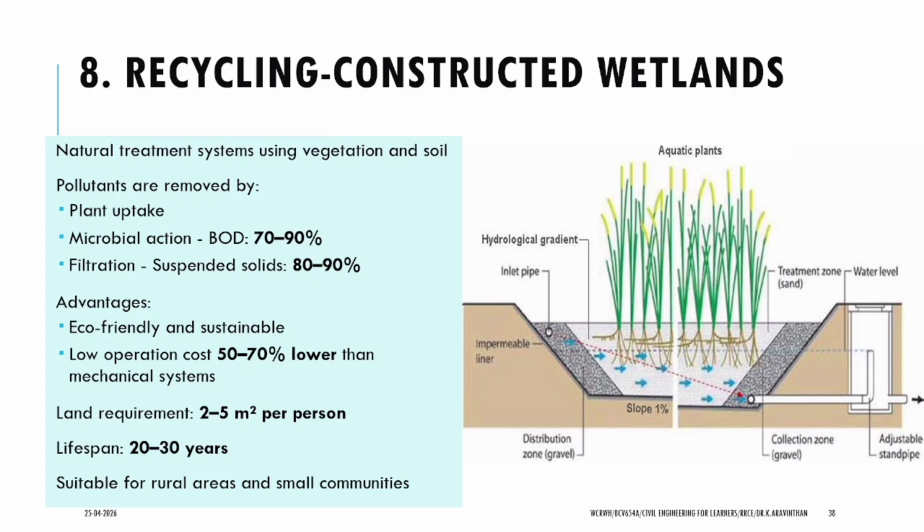The land requirement is 2 to 5 square meters per person. For a community, we can calculate how many people there are. According to that, the wetland can be designed for a lifespan of 20 to 30 years. This also improves groundwater recharge.